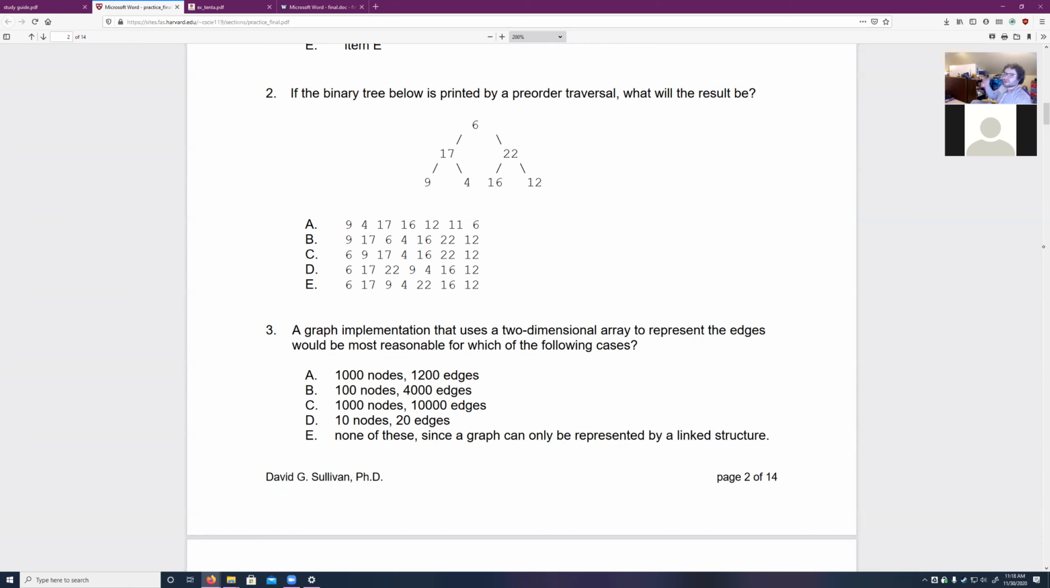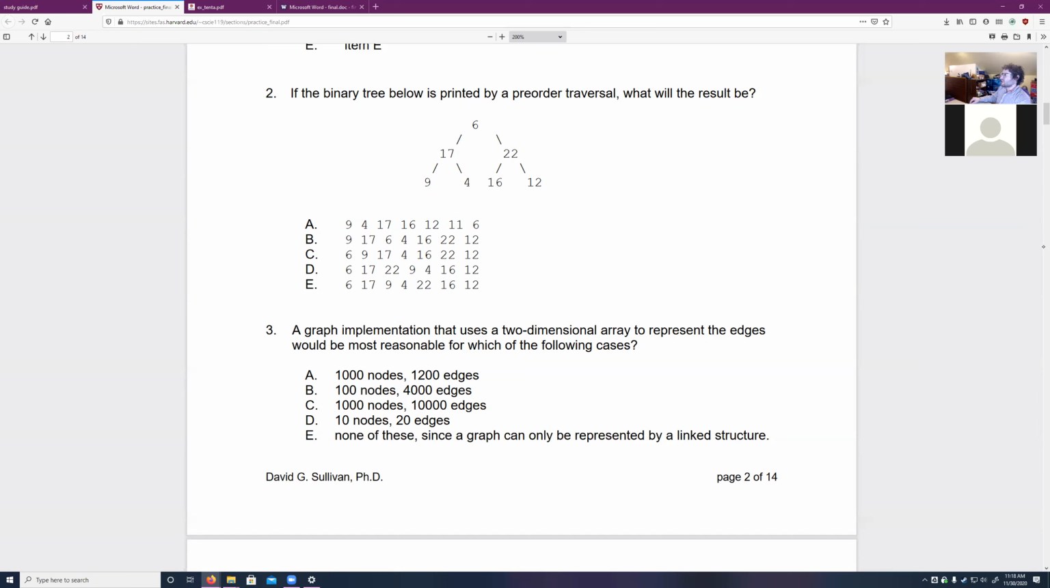But as it gets more dense, that overhead starts to make less sense for a linked structure, and it starts to make more sense to use an array structure. And so the array structure is really great for those dense graphs where you have a lot of edges, because a lot of those spaces are going to be filled.